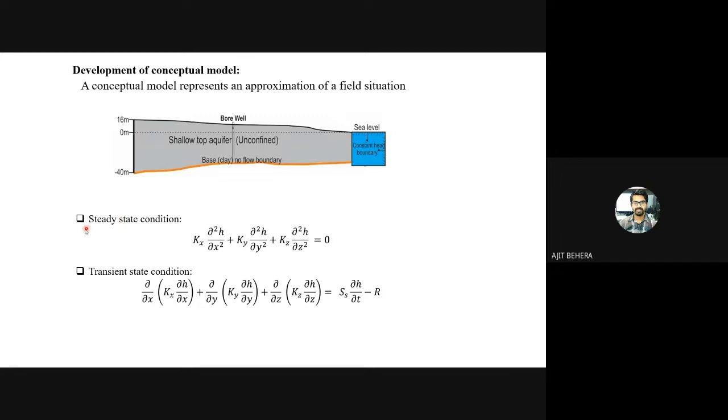So these are the general equations we use for simulation of the groundwater flow model. In steady state condition, we don't depend on time. That's why the equation is like this, there is no time term. But in transient state condition, we simulate the groundwater flow model day wise or monthly wise. This is basically a time dependent flow model.